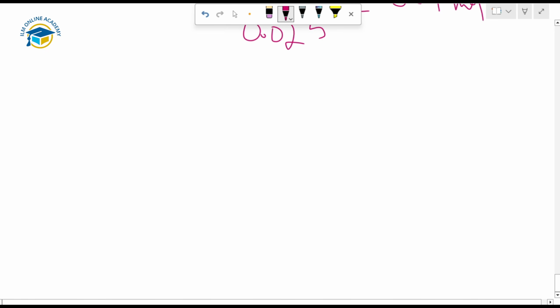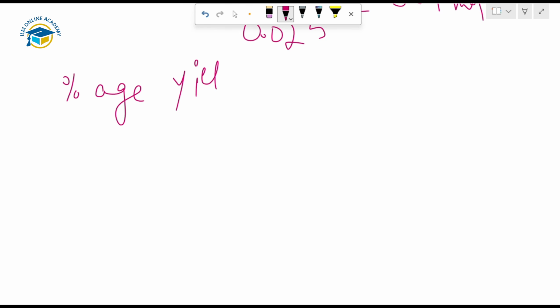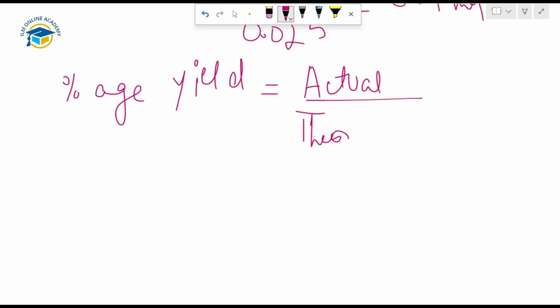So the formula for calculating the percentage yield is: actual amount of product produced divided by the theoretical amount, multiplied by 100. Actual divided by theoretical, and because it is a percentage, you have to multiply it by 100. This is how you can calculate the percentage yield using this formula.